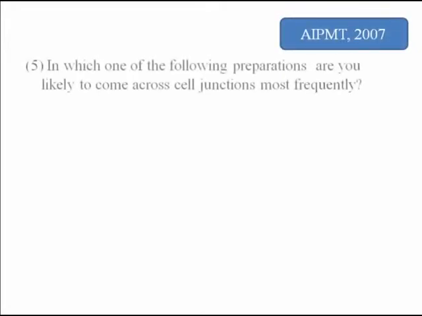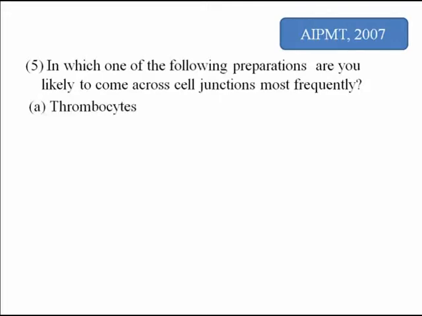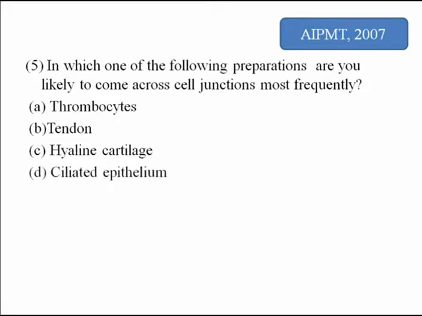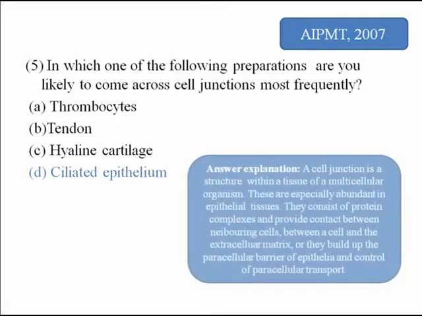Next one is from AIPMT 2007. And the question is, in which one of the following preparations are you likely to come across cell junctions most frequently? And your options are thrombocytes, tendon, hyaline cartilage, or ciliated epithelium. And I know, you know the right answer. And the right answer is ciliated epithelium.